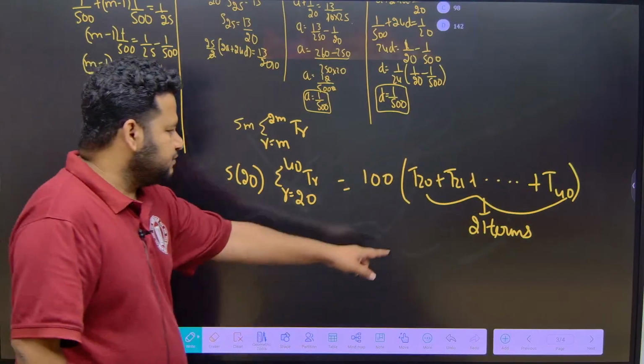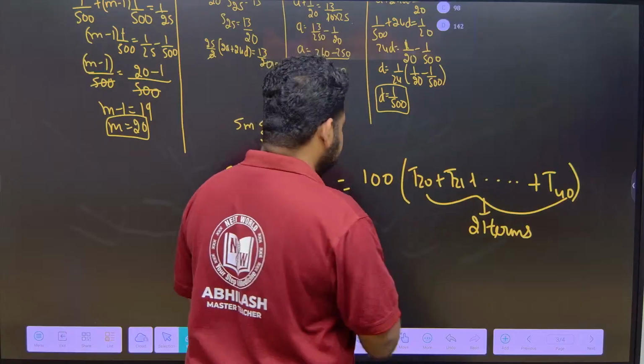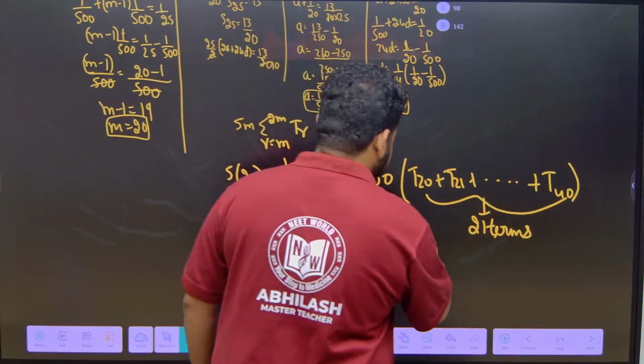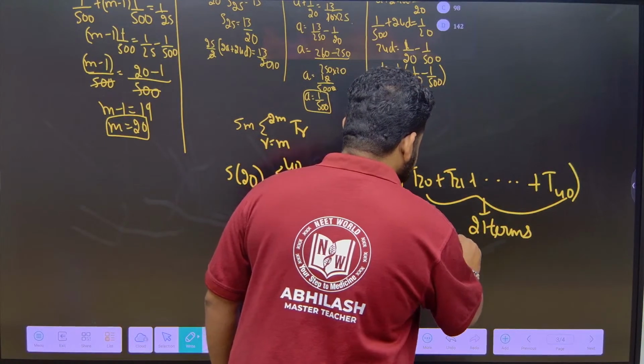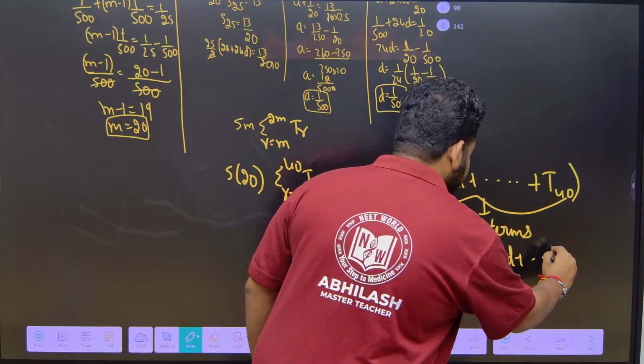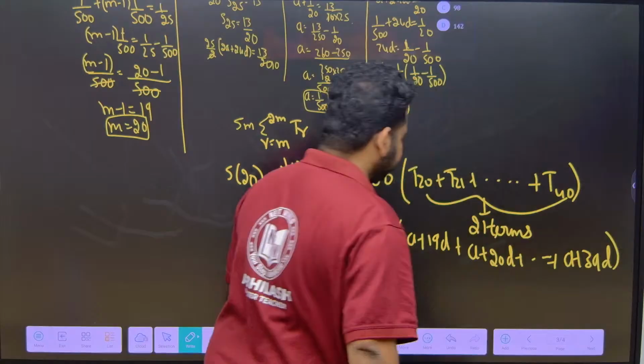So what do we have? We have 21 terms. So T20 I can write as A plus 19D. Similarly, A plus 20D, and it goes on up to A plus 39D.